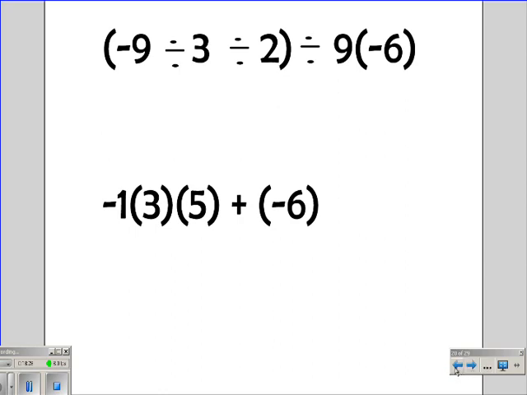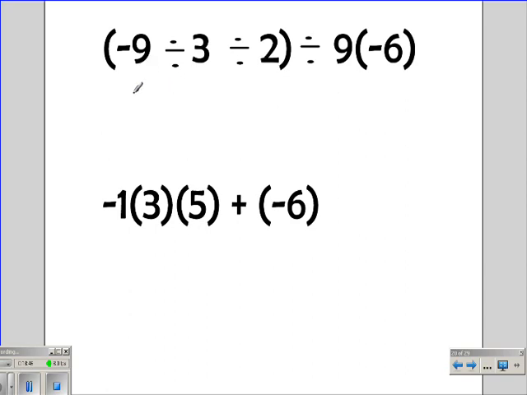Alright, let's take a look here at these two problems. I'll give you a few seconds. Please pause the slideshow at this time to try these on your own. I'll be back with you shortly. Okay, hopefully you were able to have some success with these problems.